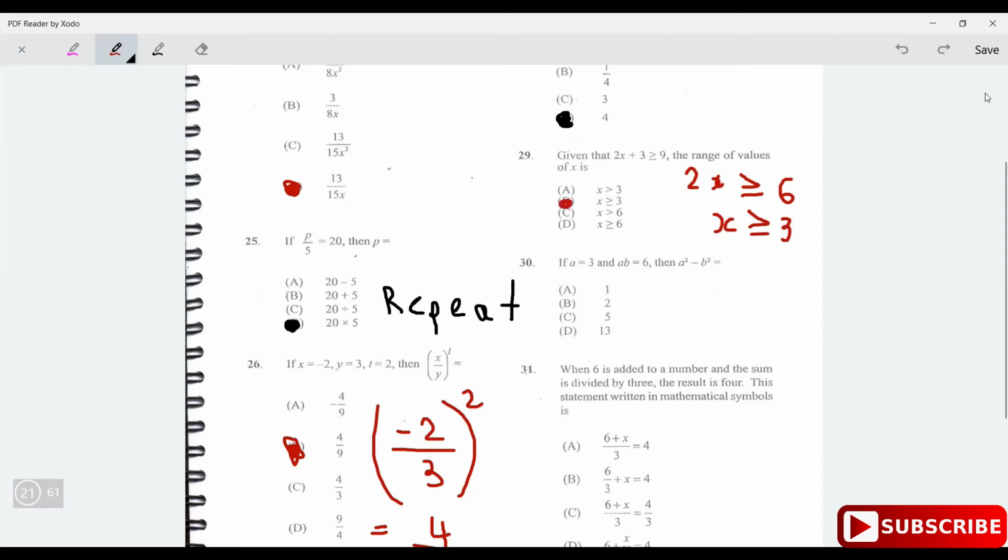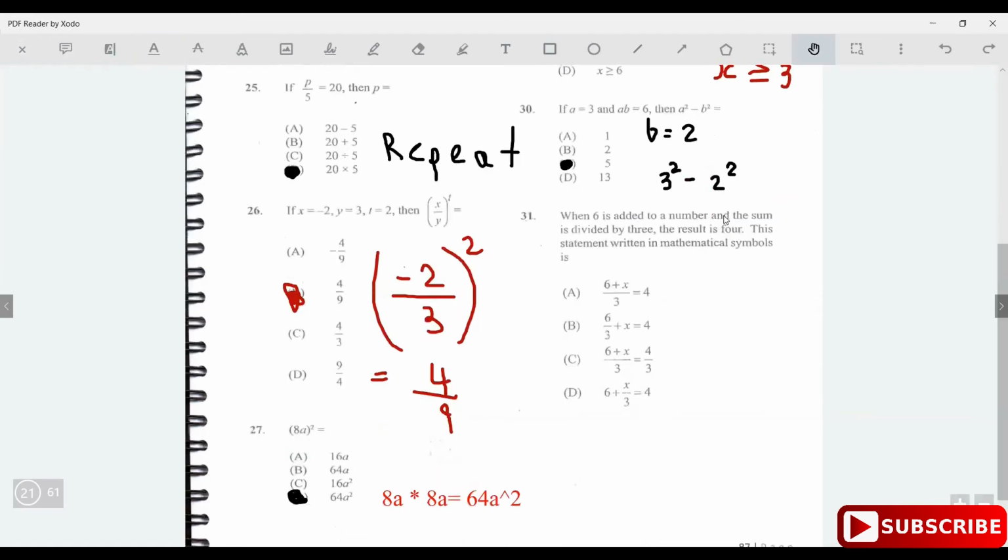Easy. So we now come to half of the paper. Question 30. If A is 3 and AB is 6, then that means B must be 2. And if B is 2, then A squared minus B squared will be 3 squared minus 2 squared. 3 squared is 9. 9 minus 4 is 5, which is option C. That's question 30. Solved. Question 31.